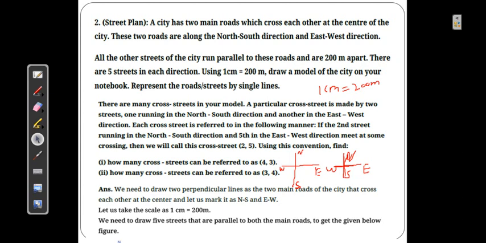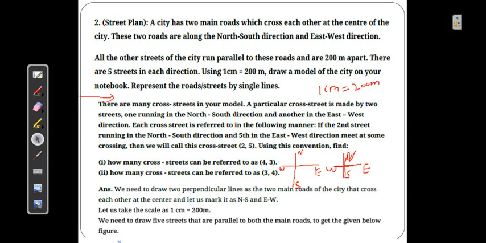So this is the answer now. A particular cross street is made by two streets, one running in the north-south direction and another in the east-west direction. Each cross street is referred to in the following manner. If the second street running in the north-south direction and the fifth in the east-west direction meet at some crossing, then we call this cross point 2, 5. You will get a very clear idea about this here.